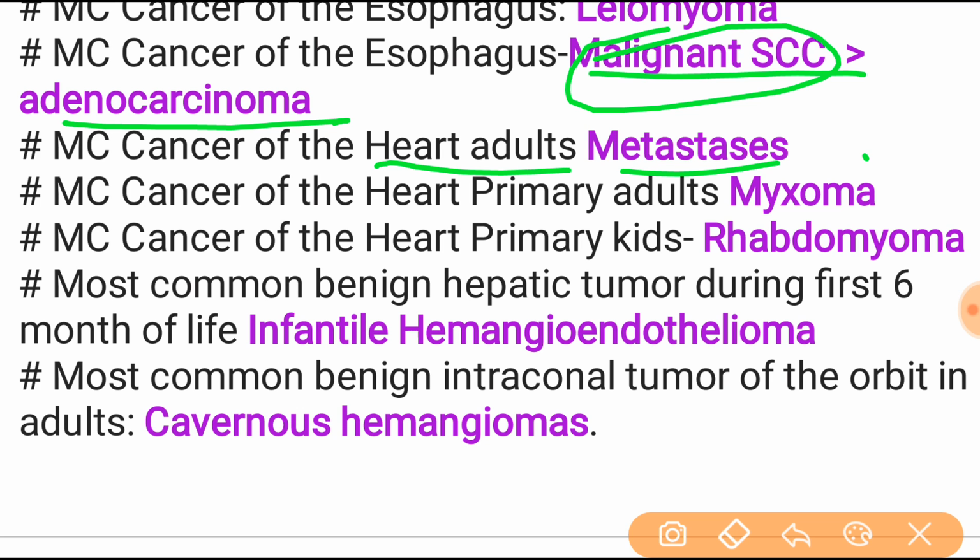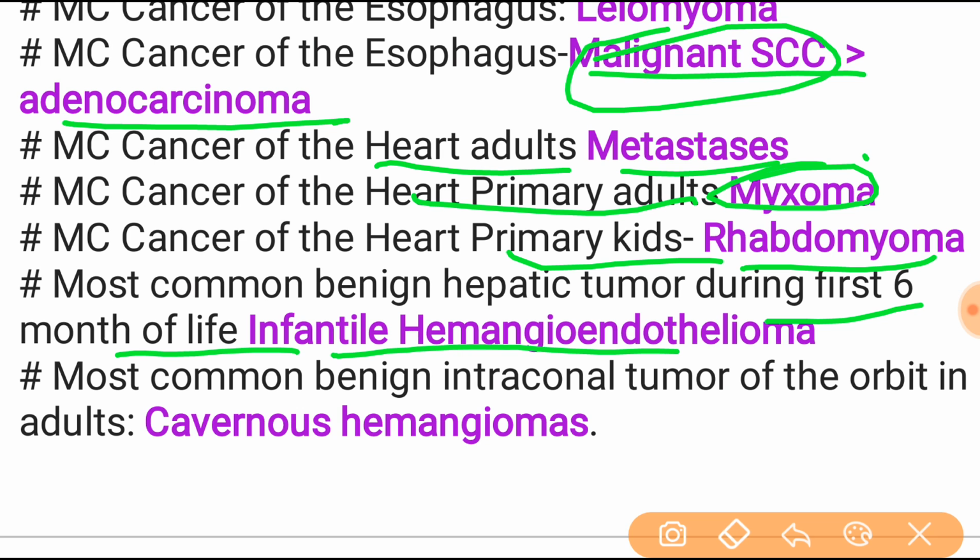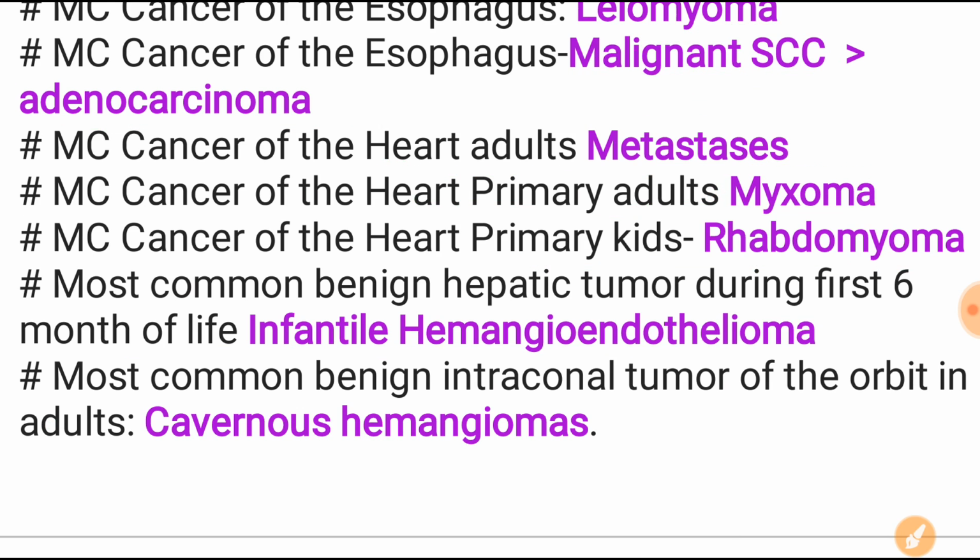Most common primary heart cancer, primary adult, it will be the myxoma. The most common cancer of the heart, primary kids, is the rhabdomyosarcoma. The most common benign hepatic tumor during the first 6 months of life is the infantile hemangioendothelioma. The most common benign intraconal tumor of the orbit in the adult is the cavernous hemangioma.